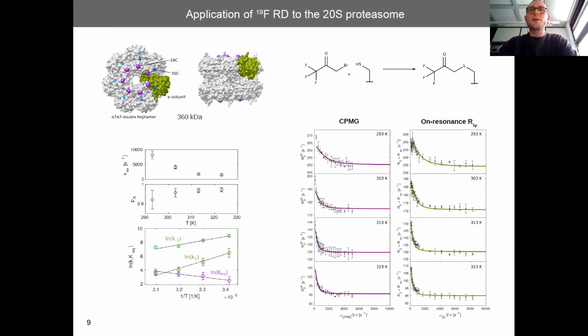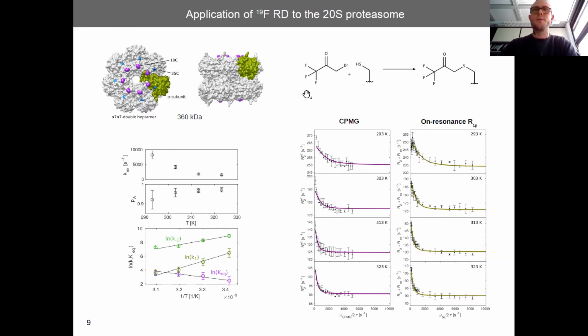And in our lab, we work a lot with larger complexes. So we wanted to apply this methodology now to a real-life problem, let's say. And we chose this proteasome for a start. So this 360 kilodalton complex with a 14-fold symmetry, where we introduced this cysteine at the dynamic gate in the ring annulus here. And then you can label the thiol from the cysteine with BTFA, bromotrifluoroacetone.